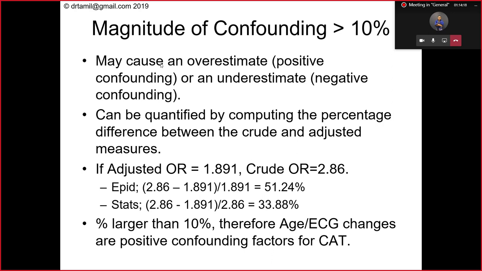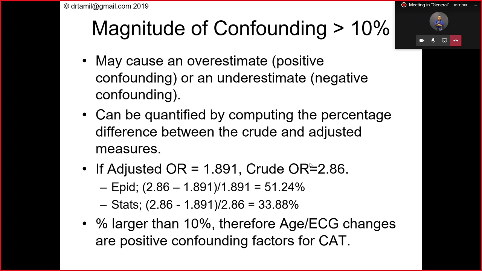If you follow the epidemiology style, they use the adjusted one. If you go by the statistics style, they use the original crude odds ratio. So you can see here, they are different, larger than 10%. Therefore, age and ECG changes are positive confounding factors for the catecholamine. All right, so that is the story.